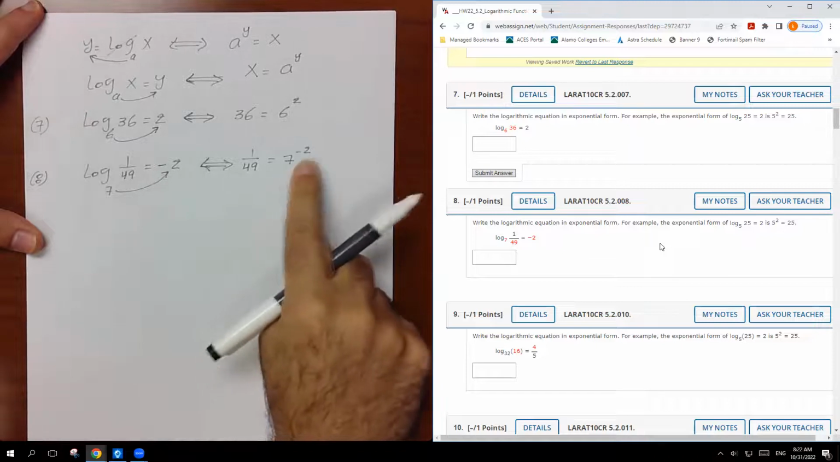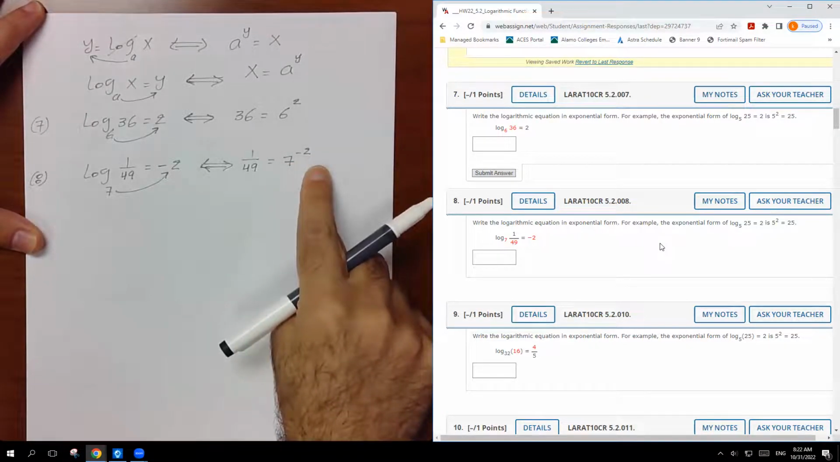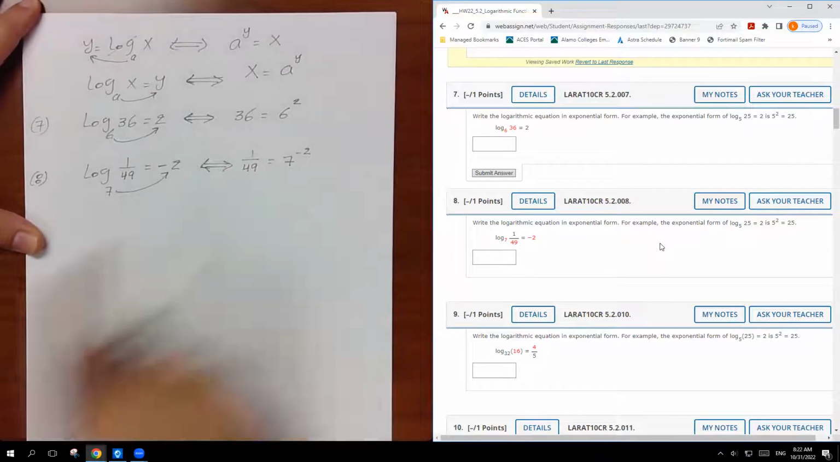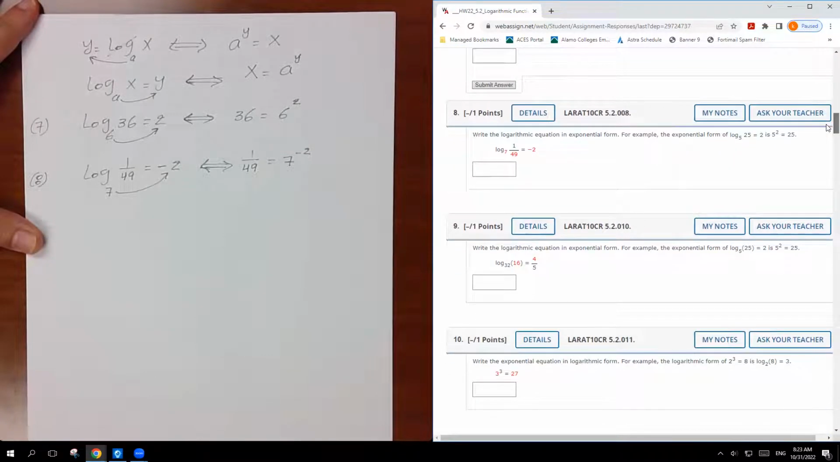7 to the negative 2 is the same thing as 1 over 7 squared, which is 1 over 49. So that means this is the right solution. You can check that later. Example 9, the same thing.